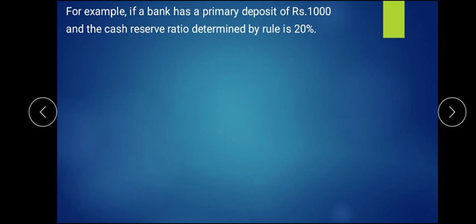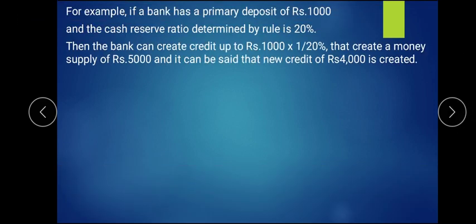So 1,000 into 20%, so 200 rupees will be saved, or will be in the form of cash, by the bank. Now what has happened then? You find how credit creation works. The formula is here: 1,000, that is the primary deposit, into 1 upon CRR. CRR is nothing but 20% here. So primary deposit into 1 upon CRR will give you how much credit you will create in the money, or how much money will be supplied in the market.